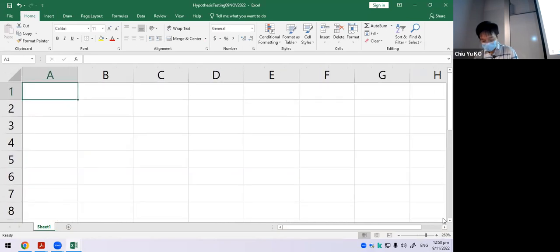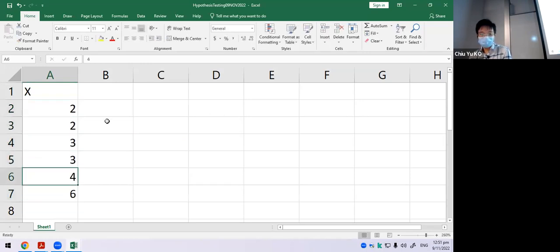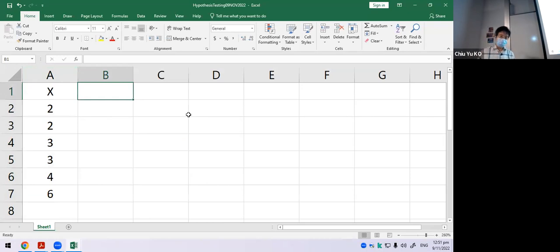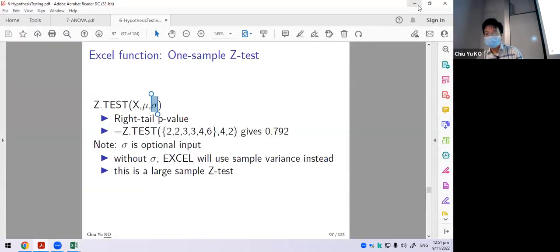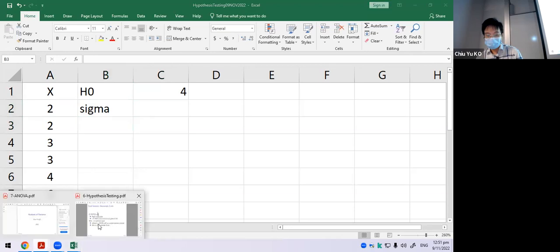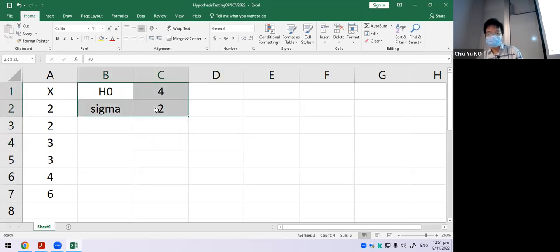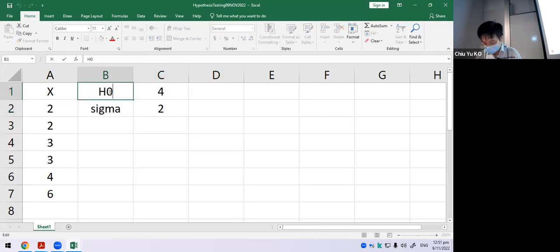So what I'm trying to do is look at the data. Okay, this is data X. And according to the question, I have 2, 2, 3, 3, 4, 6. And what I want is to look at the X null, X0, which here is 4. And we do a Z.TEST. Okay, sigma is 2. So these are given by the data. Given the data, we know what the mean is, right? Okay, so that would be the test we are looking at. So this is a Z.TEST.